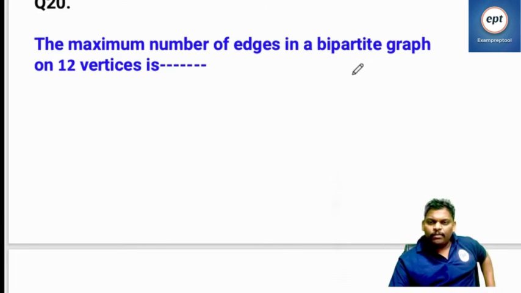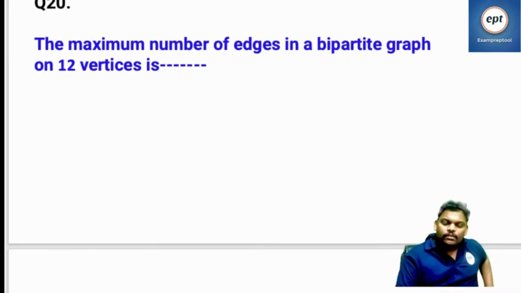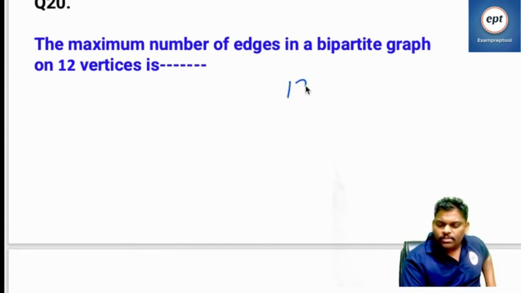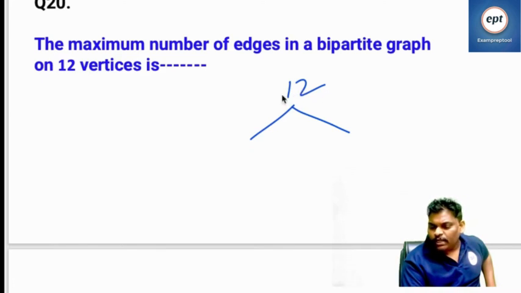I think we have done this problem many times. Can you say what the answer is? Embedding means nothing; planar embedding means planar graph. So for a bipartite graph with 12 vertices, you can divide whatever way you want. Minimum 1 here, 11 there, so the number of edges is 11 only.